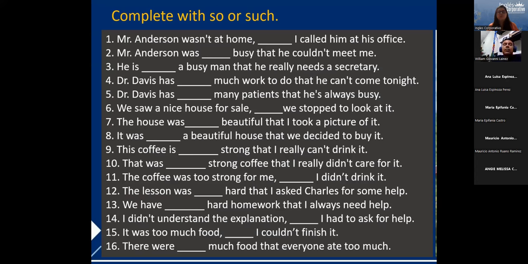He is such a busy man that they really need a secretary. Such a busy man. Number 4, Dr. Davis has so much work to do that he can't come in tonight. Number 5. Dr. Davis has so many patients that he's always busy.